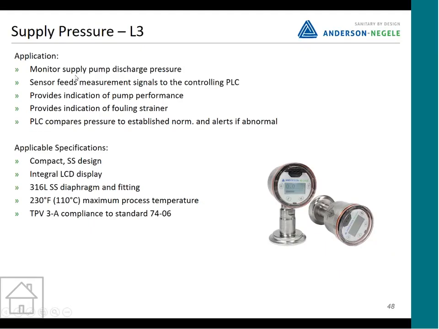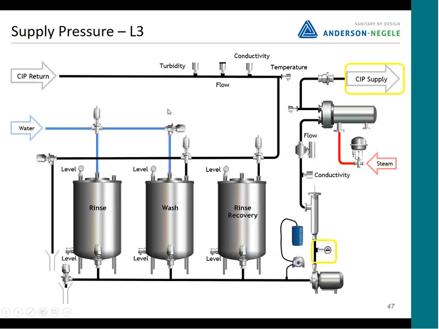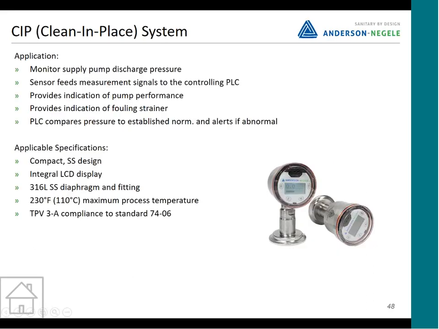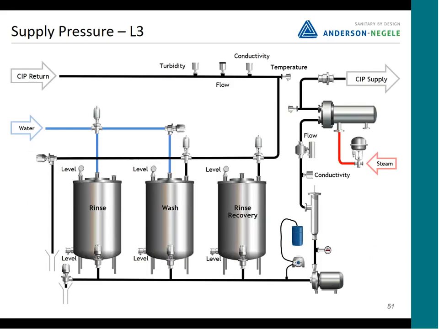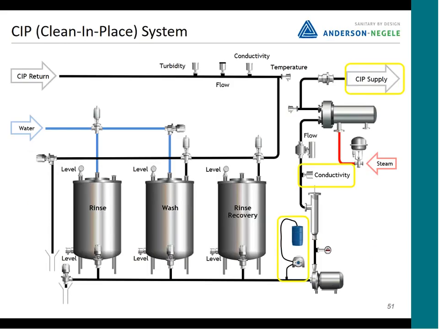Right, so we'll put a pressure transmitter here. Guess what? L3, pressure and level transmitter, does the same application. We're going to monitor the discharge of that CIP supply pump, make sure it's doing what it's supposed to, and compare it to what it normally looks like, so the PLC can recognize if something's going wrong. You might have noticed a strainer right afterwards. It's quite common to have a strainer on the CIP supply line. If that strainer starts to foul, we'll see pressures that are not normal there, and the PLC can alert us to what's going on. So it's a good place for a pressure transmitter on our CIP system. Very, very common to have it here.